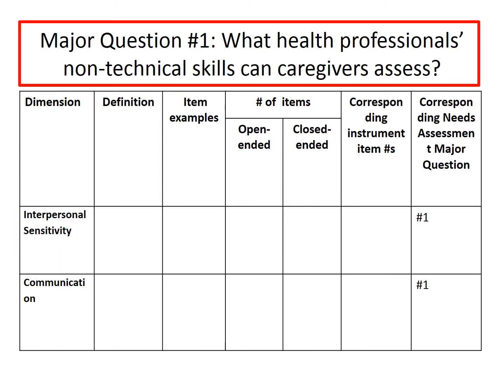After we identified this major question that would guide our targeted needs assessment, we then reviewed the peer-reviewed literature to find out what dimensions could assist us in answering this particular question. We identified the dimensions of interpersonal sensitivity and communication. That is, the literature showed us that it is possible for caregivers to assess health professionals' interpersonal sensitivity and communication skills. And as such, we wanted to include items on our survey that tapped into these two dimensions.